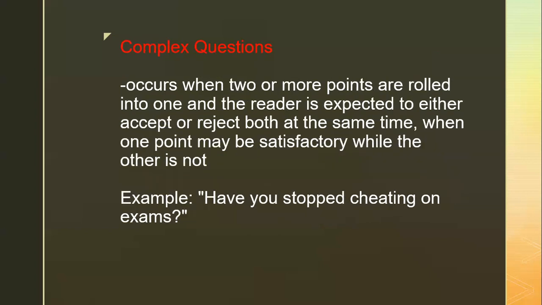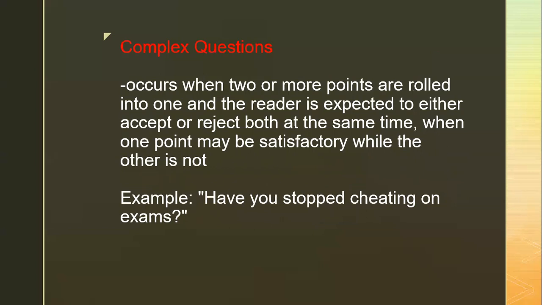The next is complex question. It occurs when two or more points are rolled into one and the reader is expected to either accept or reject both at the same time, when one point may be satisfactory while the other is not. Example, have you stopped cheating on exams? To say complex question, multiple points are combined in just a single question.